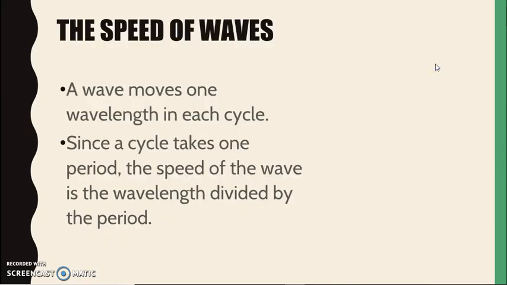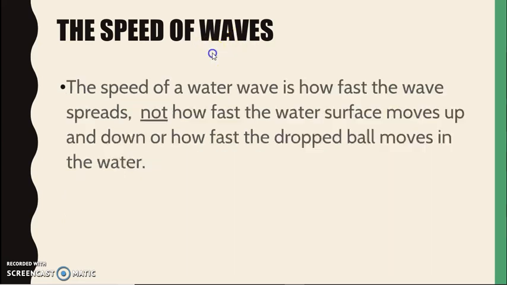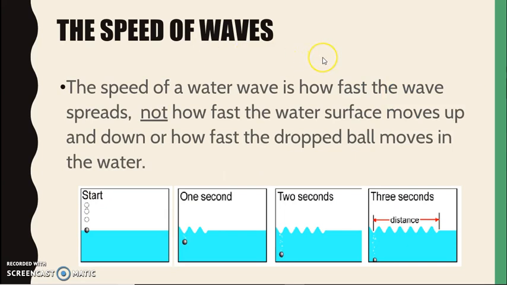And the last thing I want to talk about before we're done, it's not too much longer, thanks for sticking with it, is that a wave moves one wavelength in each cycle. So since a cycle takes one period, the speed of the wave is the wavelength divided by the period. So wavelength and frequency, how fast a wave is moving, is not actually how fast the water moves up and down, okay?